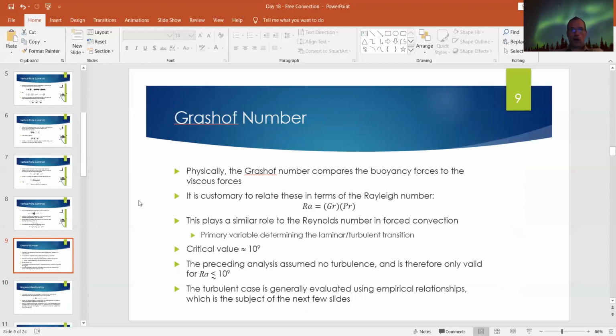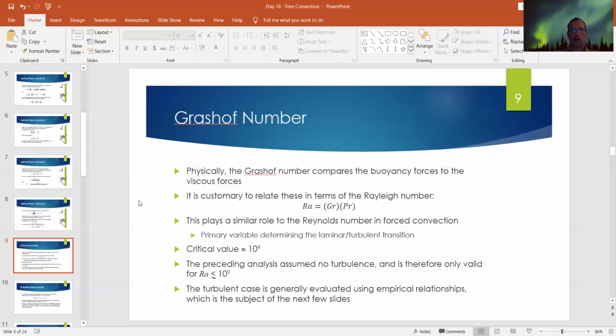So this Grashof number compares the buoyancy forces to the viscous forces. I had the buoyancy, the beta term on top with G. So G times beta is kind of my buoyancy forces. On the bottom, I had kinematic viscosity squared. So those are my viscous forces. The Grashof number tells me that relationship.